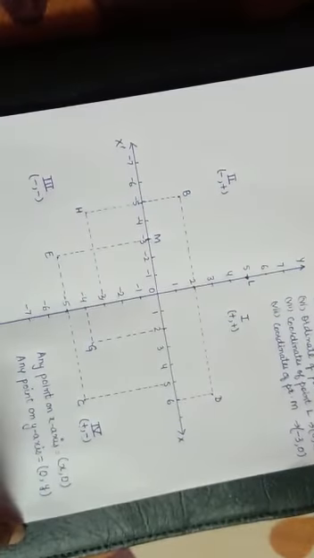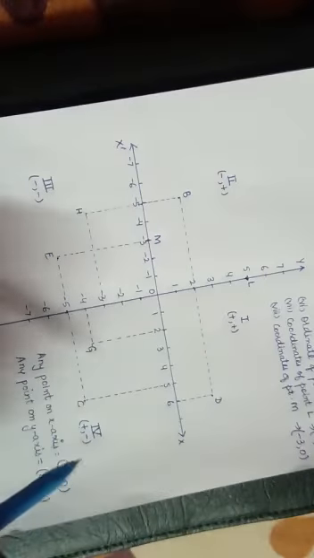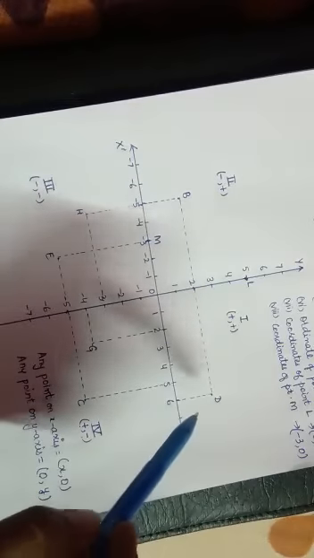So I hope you have understood this question of exercise 3.2. In the next video, we will learn how to locate a point. Means if the coordinates are given to you, you will be able to mark that point on the Cartesian plane.